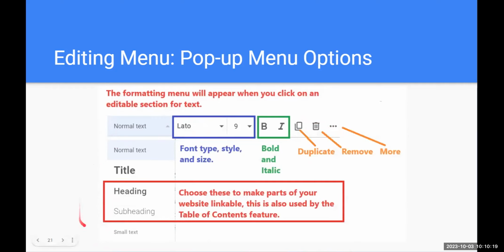And I've already mentioned this before, that this is important if you're going to put in a table of contents. So heading and subheading. The difference between title, normal, so on. Title is just really big fonts. Small is, of course, small fonts. Normal is just your normal content. But if you choose heading and subheading, it will create a link.